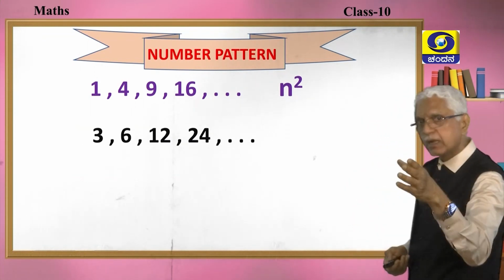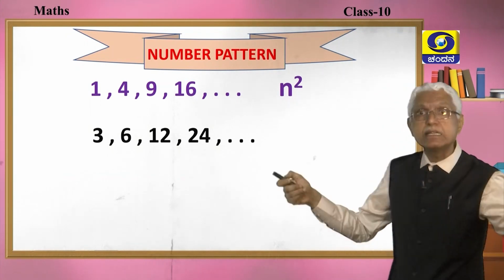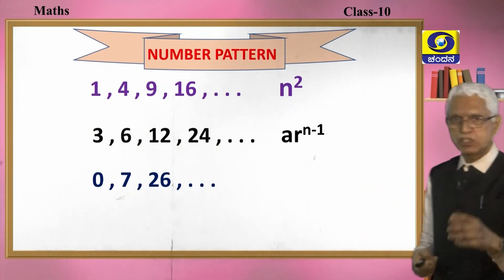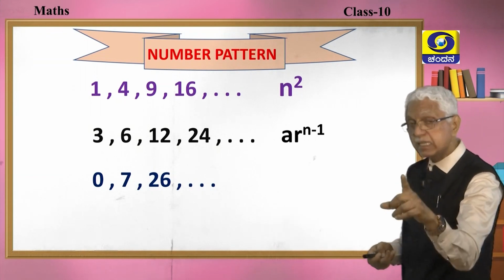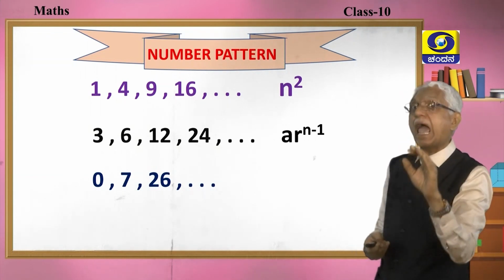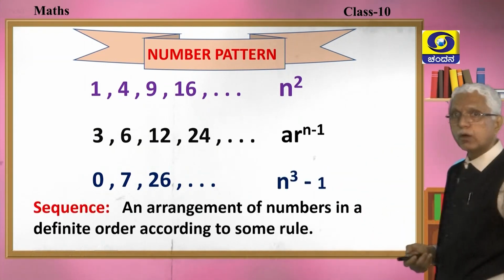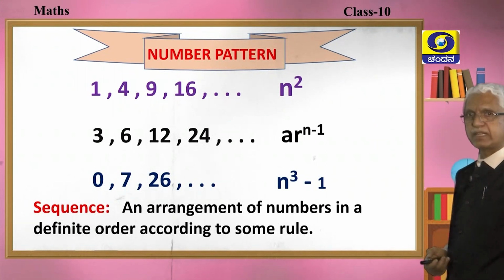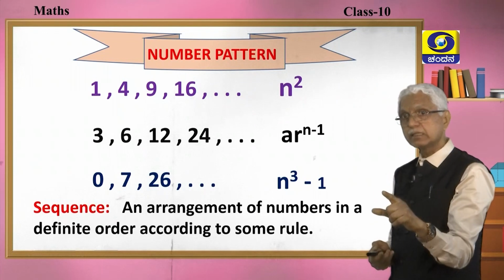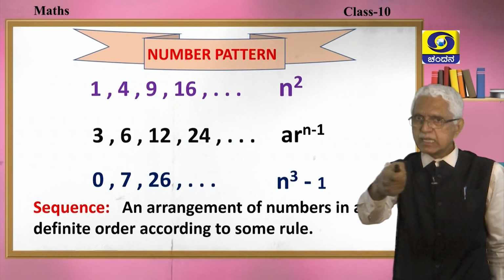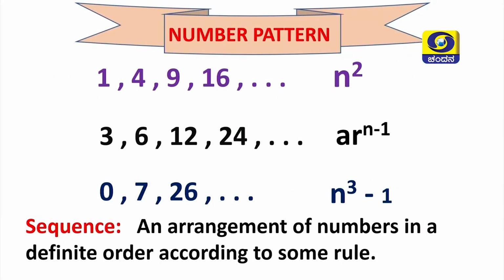Let me take one more example, my dear children. 3, 6, 12, 14. These numbers are not written at random. They have been written according to the rule. Take the third example, 0, 7, 26, right? Again, these numbers are not written at random. They have some pattern. What is it? It is n cube minus 1. So, the 3 sets of numbers that I have written have been written according to some rule. They have not been written at random. So, it is nothing but the arrangement of numbers in a definite order according to some rule.